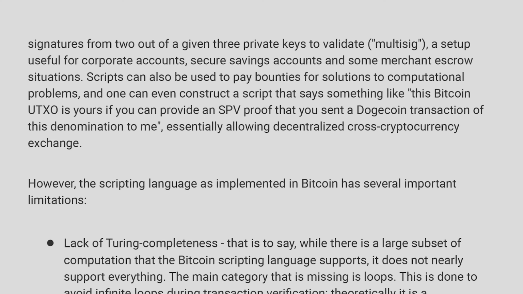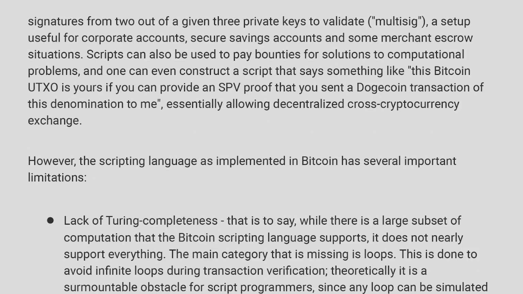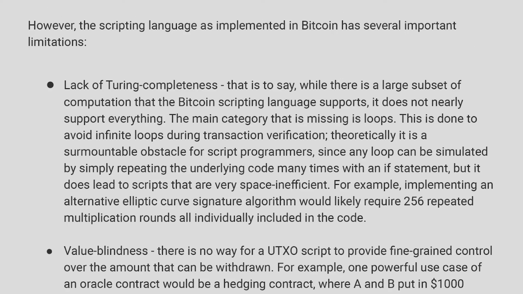However, the scripting language as implemented in Bitcoin has several important limitations. Lack of Turing completeness. That is to say, while there is a large subset of computation that the Bitcoin scripting language supports, it does not nearly support everything. The main category that is missing is loops. This is done to avoid infinite loops during the transaction verification.